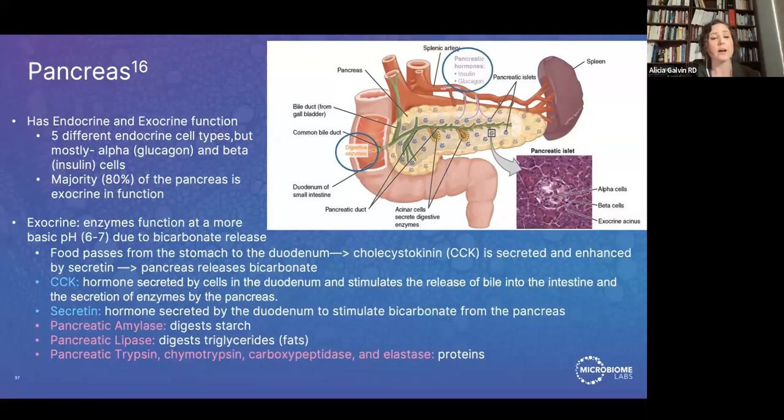And then we also have the various pancreatic enzymes. So we have amylase, lipase, and then the various proteases like trypsin, chymotrypsin, and elastase. So elastase, you may have seen that on some of the stool tests. It's one of the measures of pancreatic output.